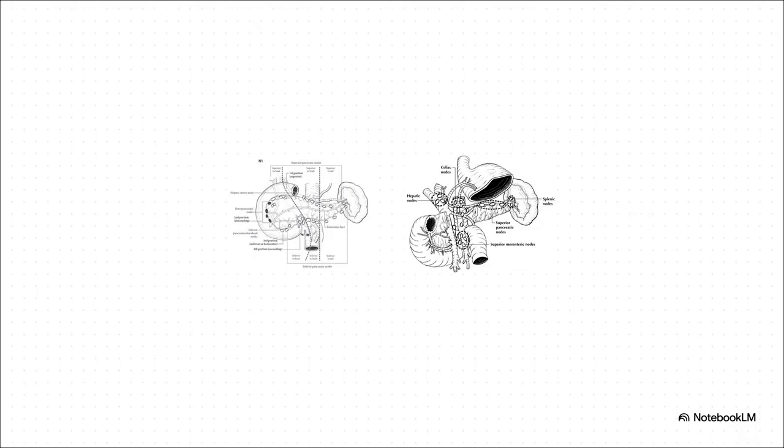Now, let's talk lymph nodes. And here's something really important to get right. The term regional isn't one size fits all. It completely depends on where the tumor started. As you can see, the nodes that count as regional for a tumor in the pancreatic head are totally different from the ones that matter for a tumor out in the body or tail.